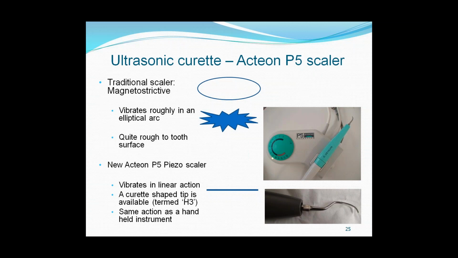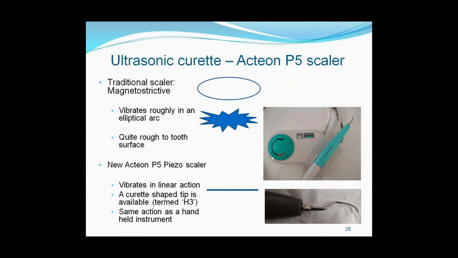The tip is called an H3, H for Harry 3. It's used in the same action as a hand scaler, so you place it underneath the gingiva, or if you're doing open root planing, you place it against the tooth root surface, and as it vibrates, it shaves and debrides the debris off the tooth root.